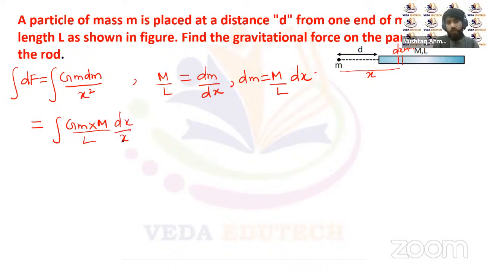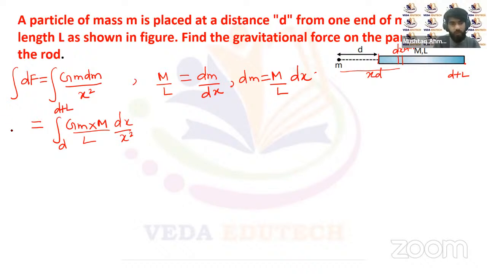We have x square in the denominator. Now we have to integrate it with the proper limits. You can see here the continuous mass distribution is from distance d to distance d plus L. It means that we'll have to take the limits from d to d plus L to calculate the net force on this particle of mass m.